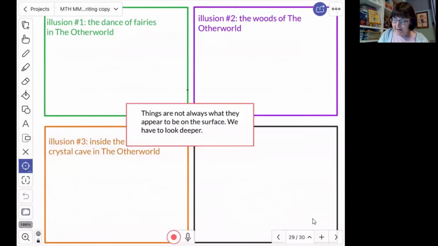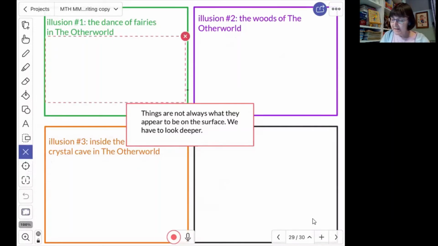And I have one here for the fairies, one for the woods, and one for the crystal cave. And I called those my 3 illusions. Illusion number 1 in the other world, illusion number 2 in the other world, and illusion number 3 in the other world.